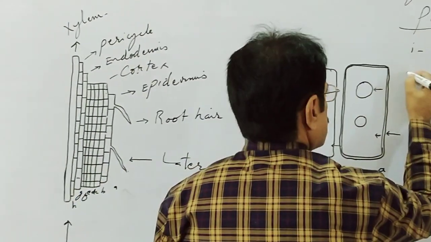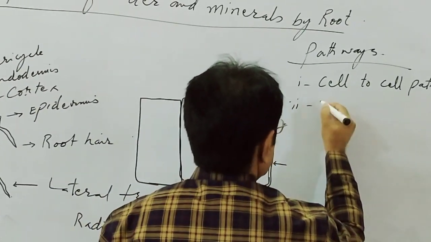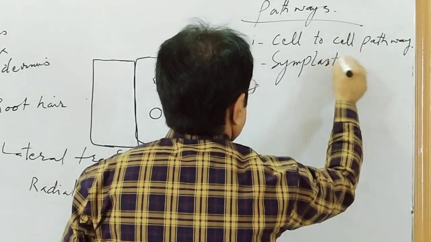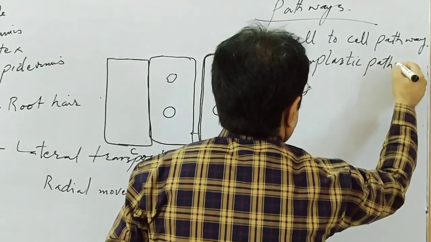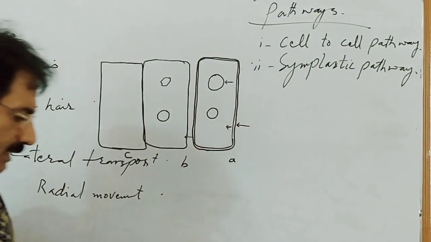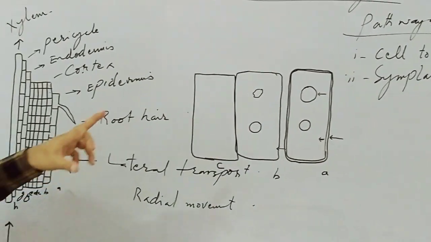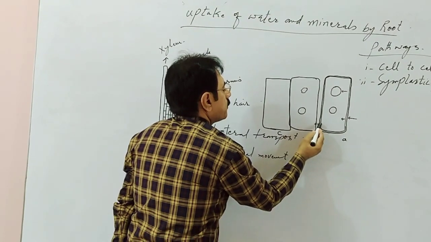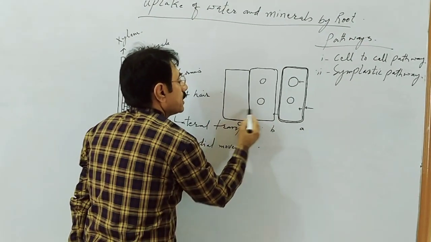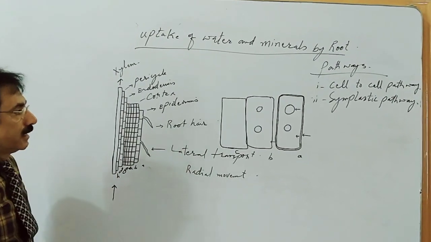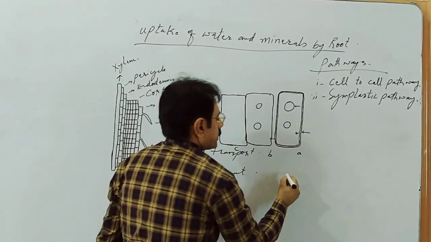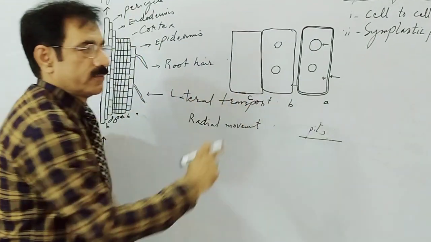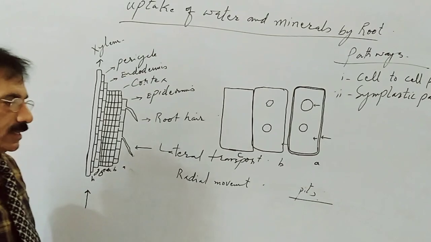And the second pathway is the symplastic pathway. The symplastic pathway is the flow of the water. We know, dear students, the cell walls of the neighboring, adjacent cells have small pores. These pores are called pits.